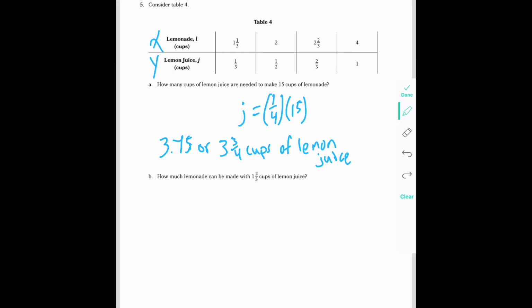So once again, you see me writing what the numbers are. Do not just write the numbers. I will mark it wrong. Okay, so if you didn't try part B, I want you to go ahead and try it now. Part B says how much lemonade can be made with 1 2/3 cups of lemon juice. So the process is still the same. You're just subbing in a different variable and solving for a different one. Okay, so go ahead, pause it.